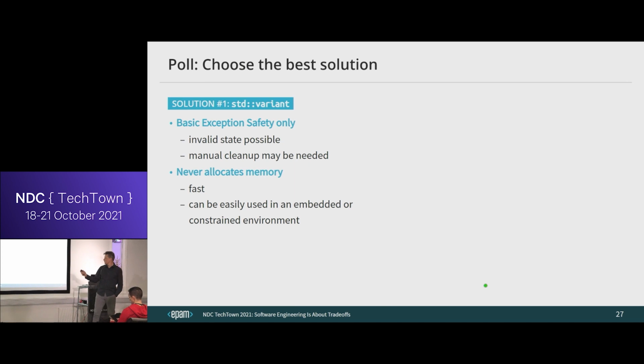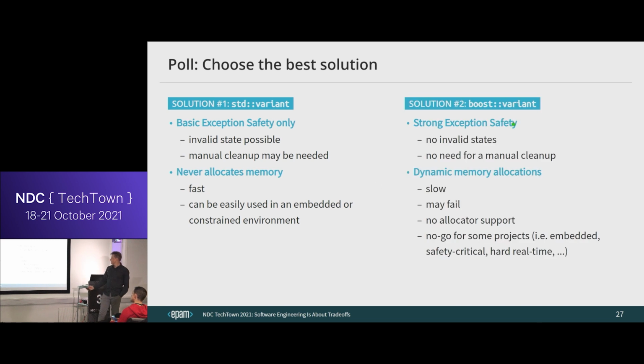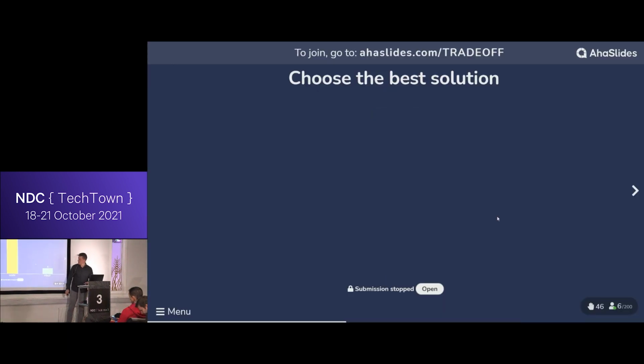And now again, we have to choose. std::variant, basic exception safety only. You have to do cleanup and check for the state after the switch or assigning new data, but it never allocates memory. Fast, can be used in embedded and constrained environments. Boost.Variant, easy to use, slower, and maybe sometimes a no-go in some solutions. Let's see, what's your opinion in the room?